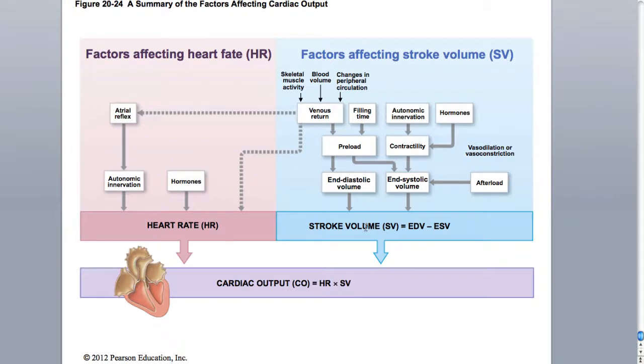And we saw that on a previous slide. So the higher the afterload, the lower the stroke volume. So the heart's going to have to pump harder to get more blood out. Okay? So it's really important to have that scenario understood. All right, that ends it for chapter 20, and we're going to relate this to chapter 21.